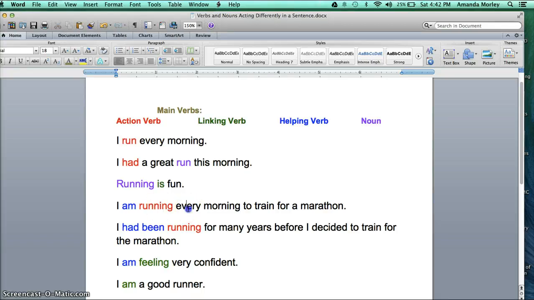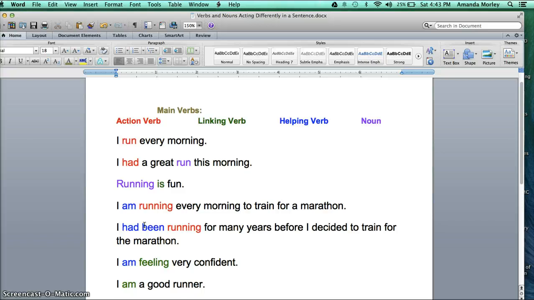However, in the next sentence, running is what I'm doing, okay? I am running. What am I doing? I'm running. So running is the activity, but running can no longer stand on its own, right? Am is needed to tell me when I'm doing it. I was running. I have been running. I will be running? No, I am running.